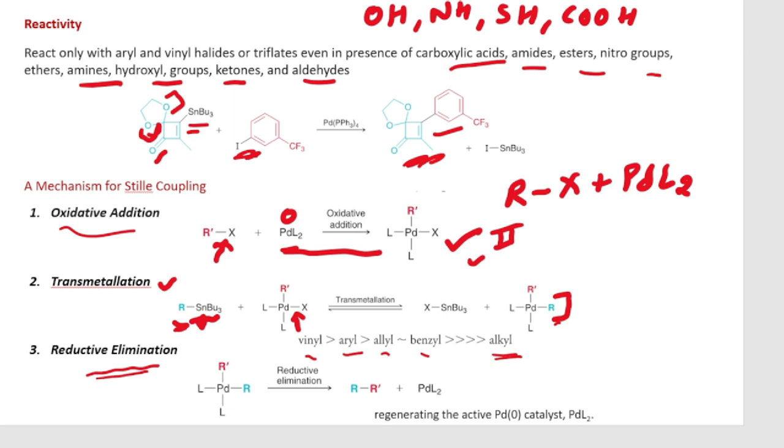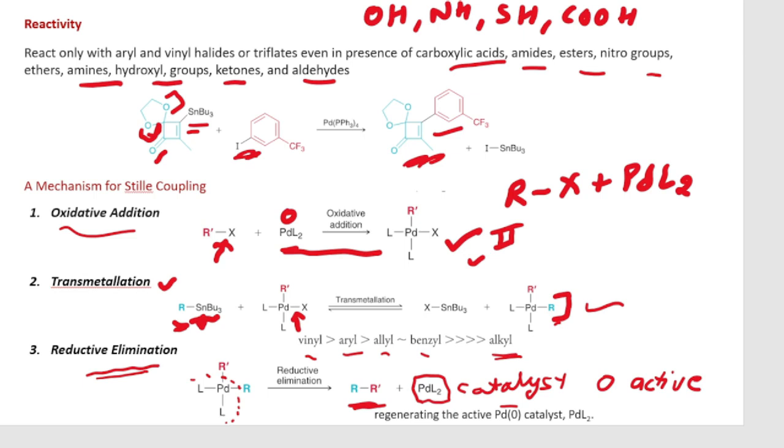And reductive elimination. Finally this part is ready. Now the palladium ligand complex will come out. This was the starting catalyst, which was in the 0 oxidation state, which is the active state. So it will come out and this is your required product, in which a new carbon-carbon bond formation has occurred.